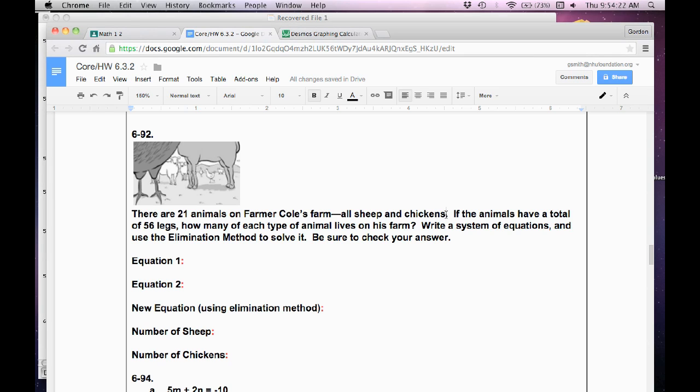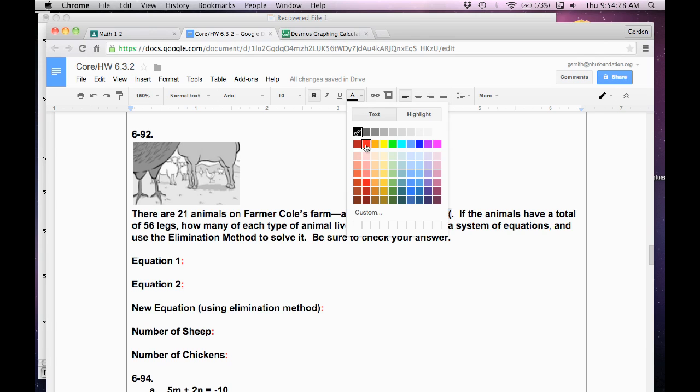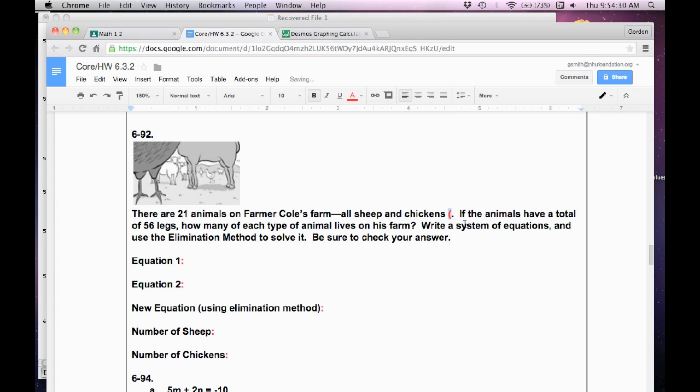So we can say right away, we can say this equation. The number of sheep plus the number of chickens is going to have to equal 21. So S plus C must be equal to 21 because there's 21 animals and they're all sheep and chickens.